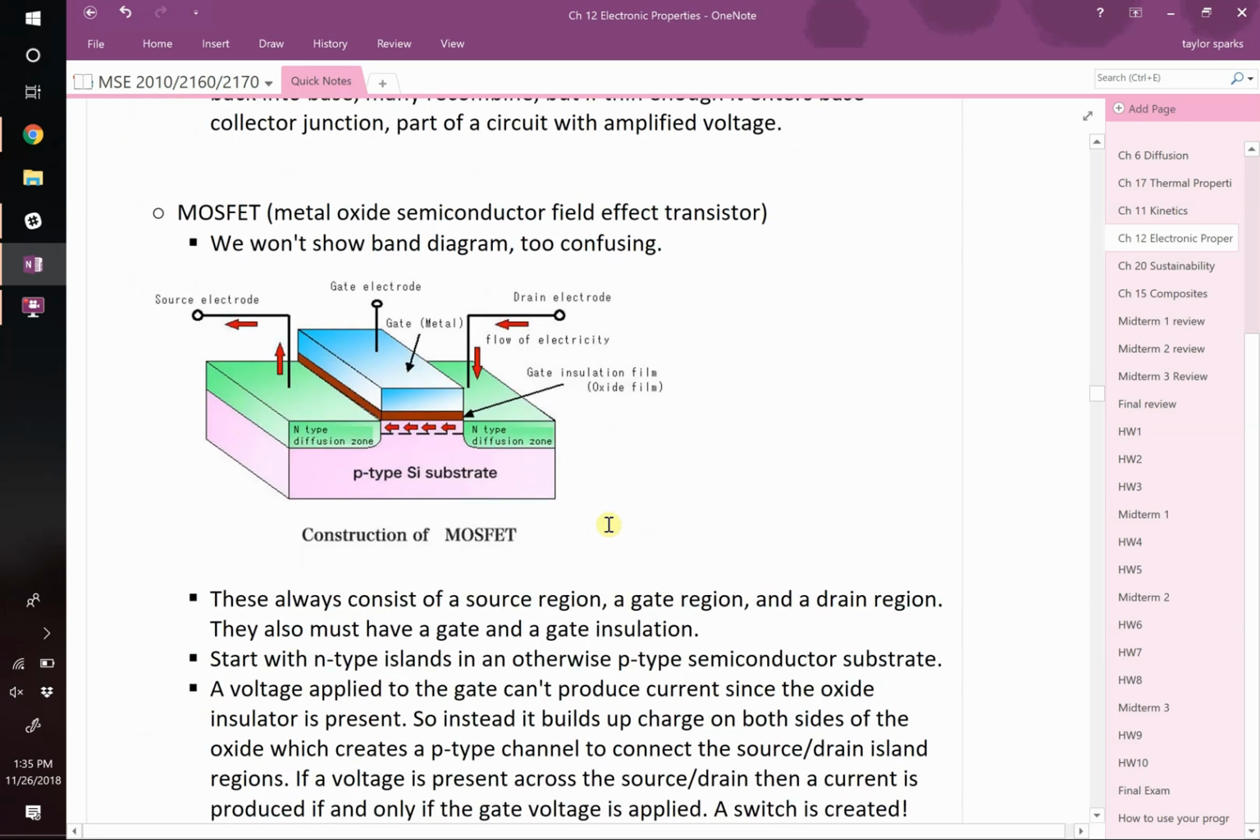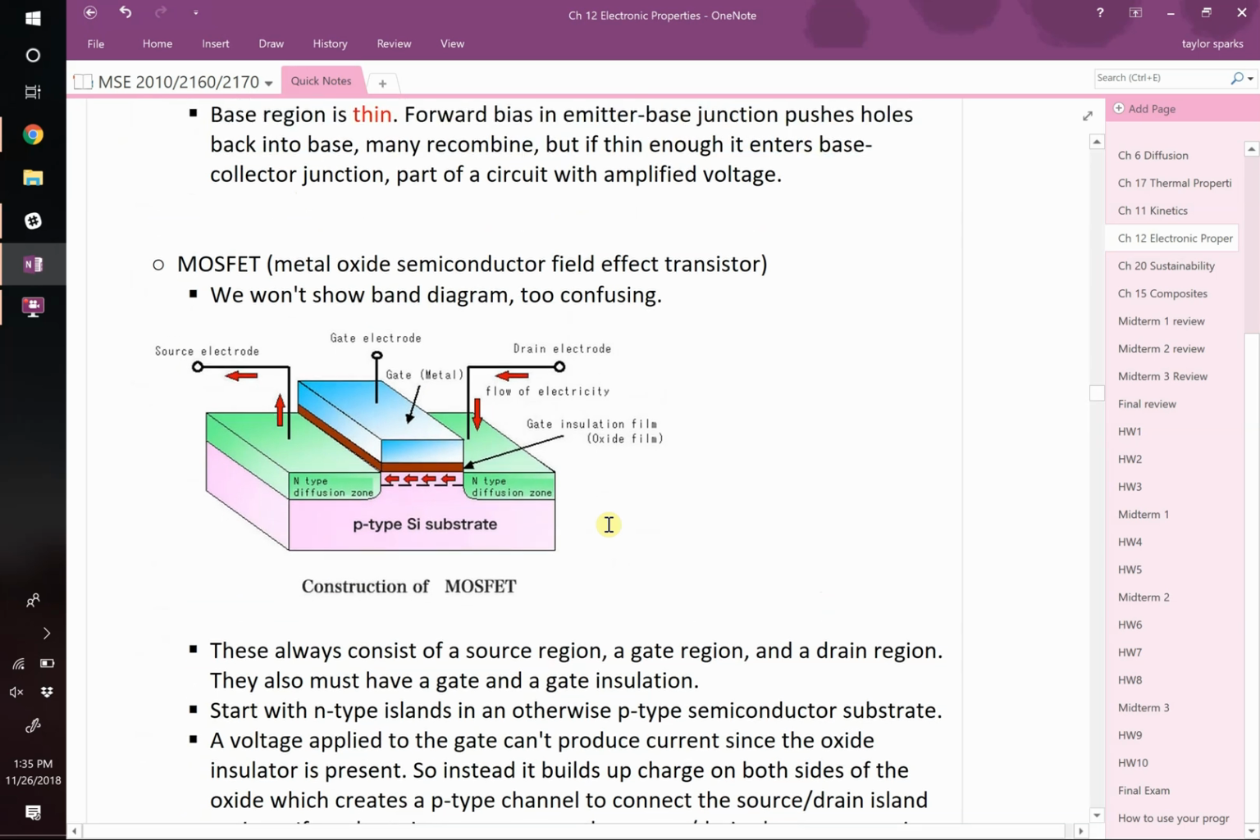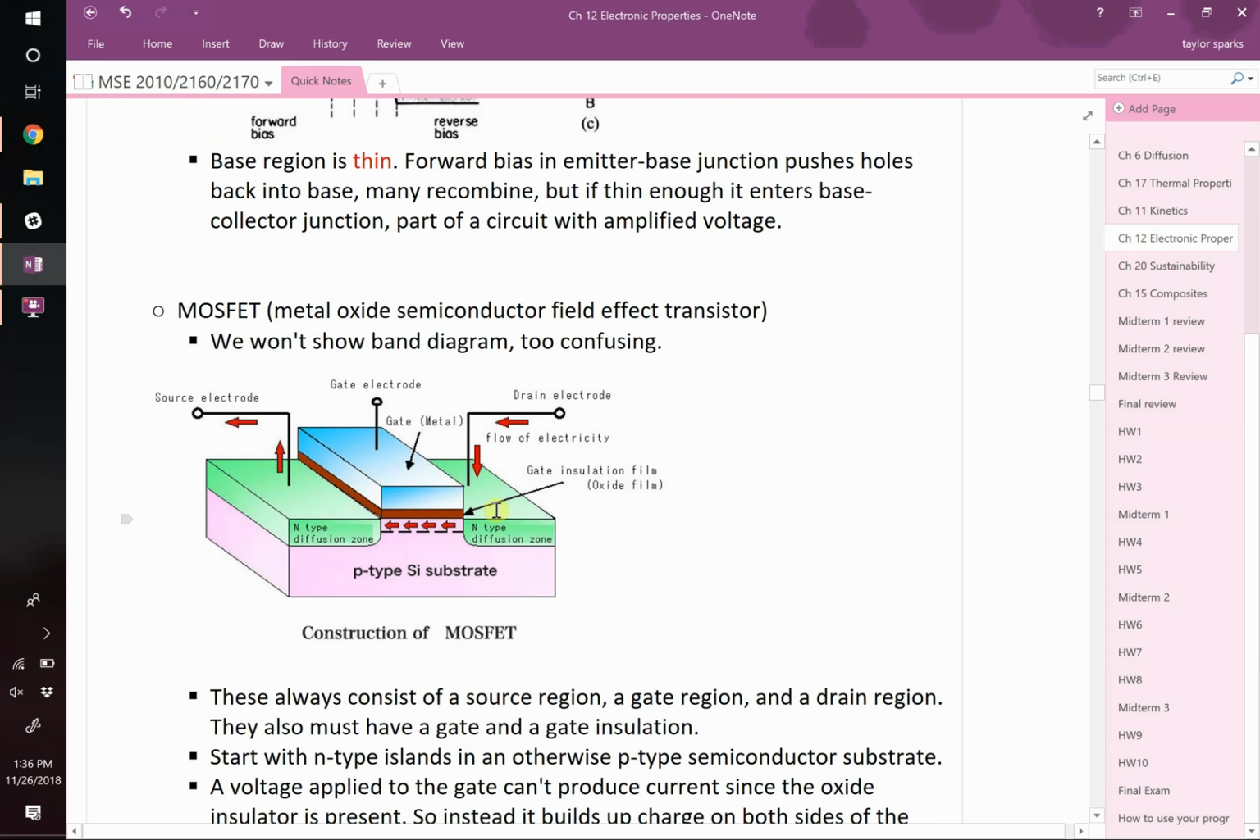Let's do another one. How about a MOSFET? Anybody heard the word MOSFET before? Like MOSFET speakers? Nobody? Nobody cares about speakers in their cars anymore. Right? How do they work? A MOSFET transistor, the word stands for metal oxide semiconductor field effect transistor, right? So, as the name suggests, you're going to have a metal, you're going to have an oxide, you're going to have a semiconductor, you're going to generate a field effect, right?